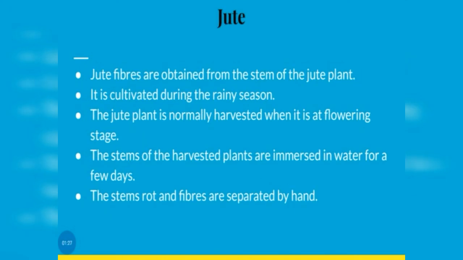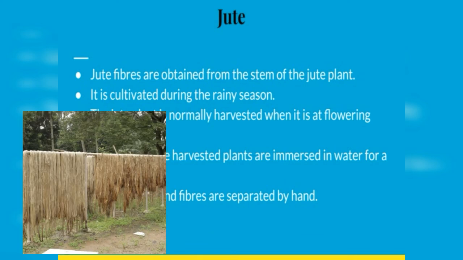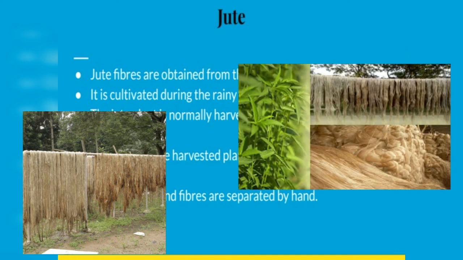Next one is jute. Jute is a plant fiber. It is cultivated during the rainy season. In India, jute is mainly grown in West Bengal, Bihar and Assam. The jute plant is normally harvested when it is at flowering stage. The stems of the harvested plants are immersed in water for a few days. The stems rot and fibers are separated by hand.